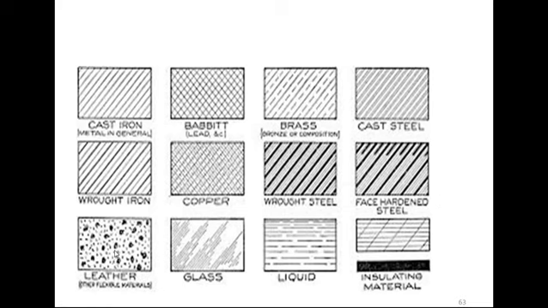The next one is leather. If the material is leather, then the pattern for hatching is this one. The next one is glass. If the material is glass, then we are going to use this kind of hatching pattern for glass material. Then the next one is liquid. If we have a liquid type of material, then we are going to use such a hatching pattern.